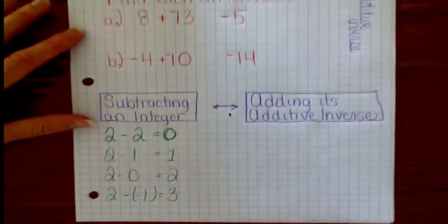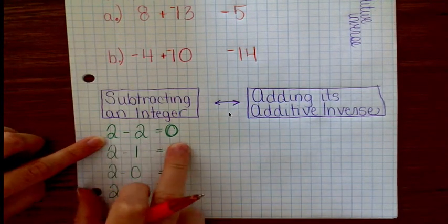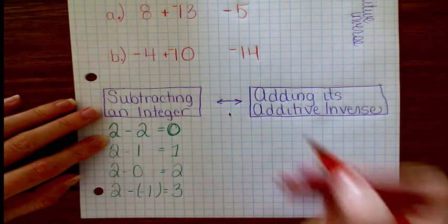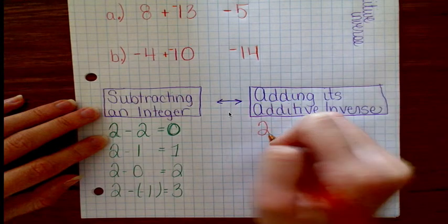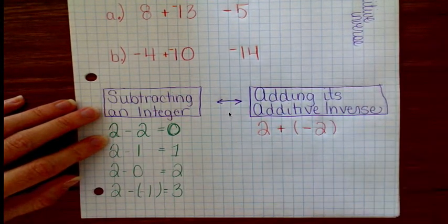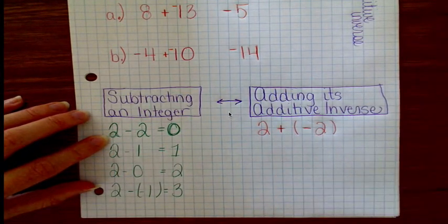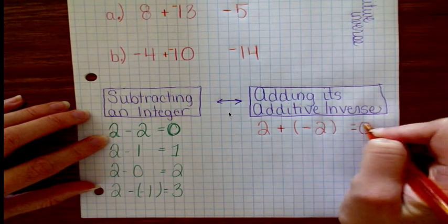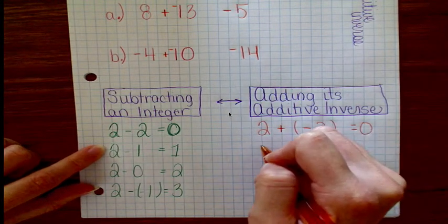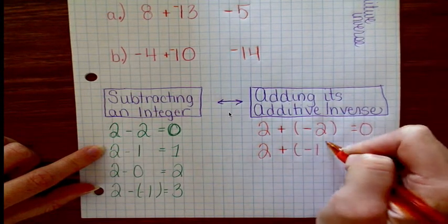We're going to look at subtracting an integer, and we're going to add its inverse. So 2 minus 2 equals 0. Yes, it does. But if I want to add the inverse, I'm going to have 2 plus negative 2. Okay, I added 1 line and 2 lines. So there's 1, 2. This also equals 0. 2 minus 1 equals 1. The additive inverse is 2 plus negative 1.